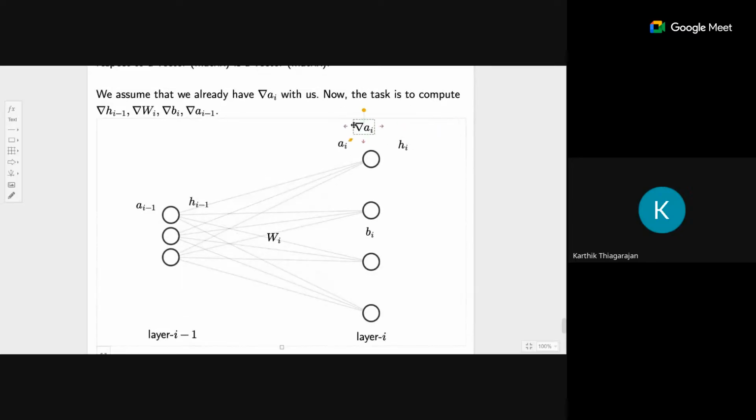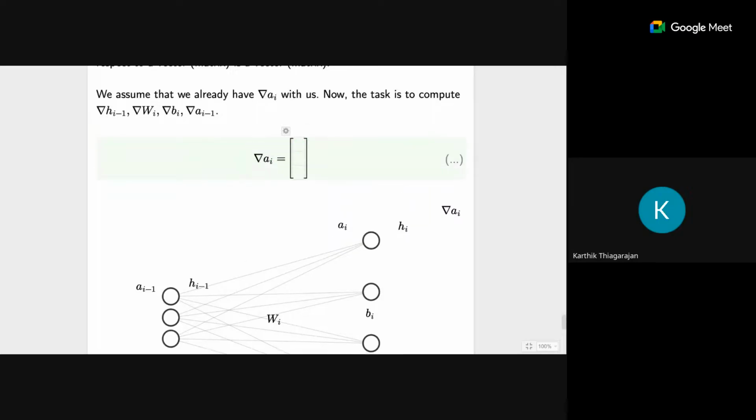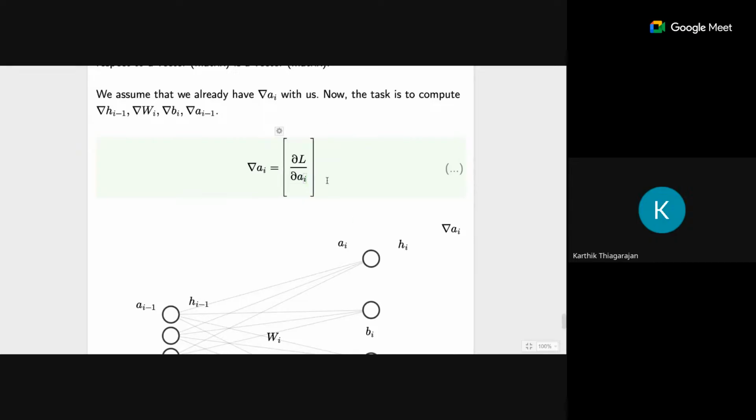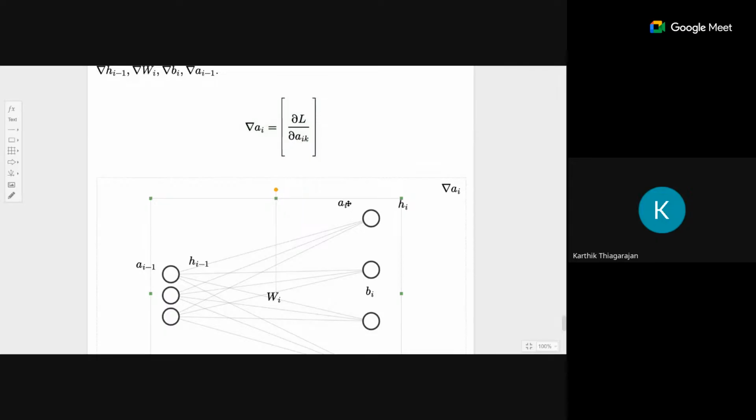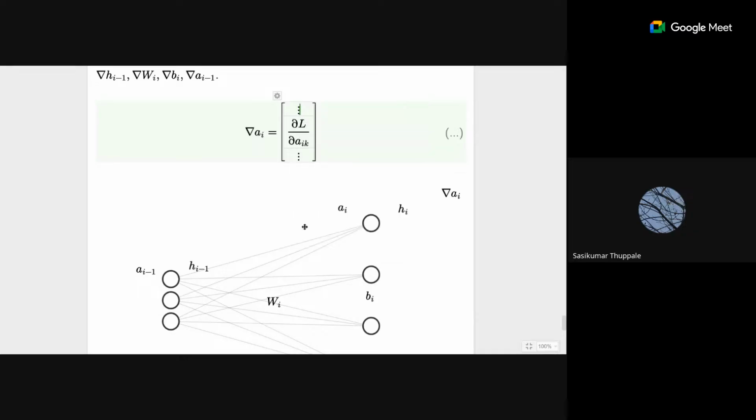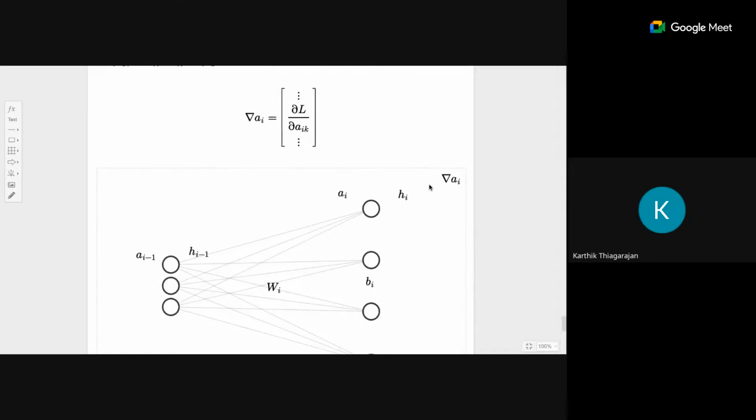It is telling us how the change in ai affects the loss function. So what does this mean? It's actually a vector first of all, where each term will be of this form: how the loss is affected by the pre-activation value in one of these neurons. So this ai1, ai2. It will be a vector having, in this case, 4 values. Okay, so that is what you have with you.